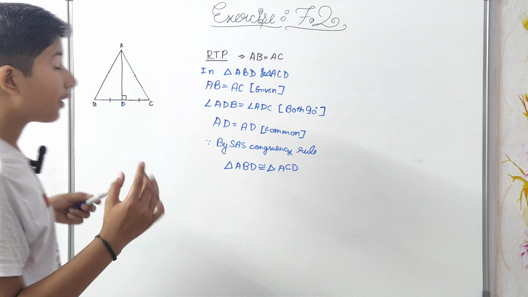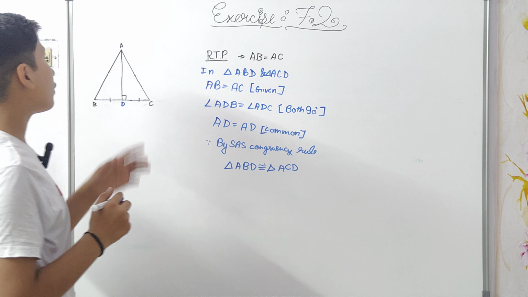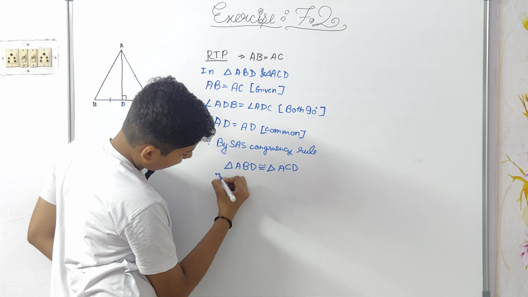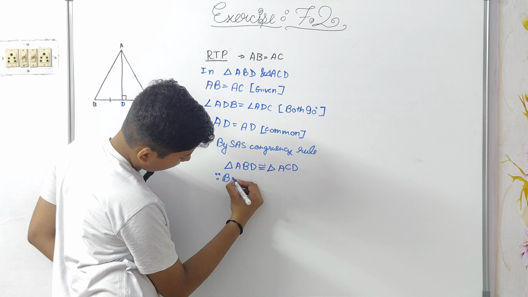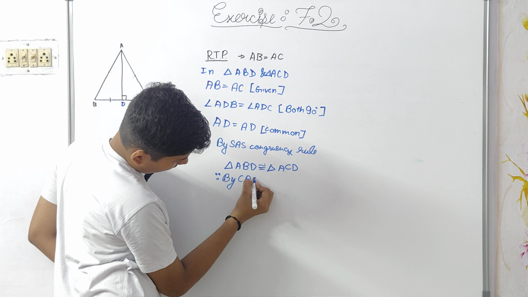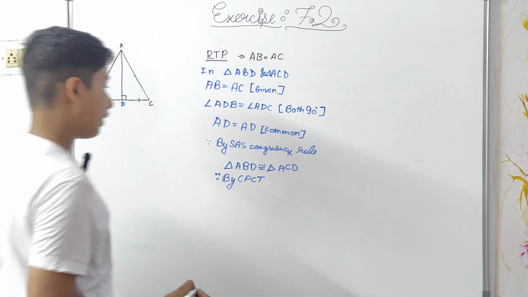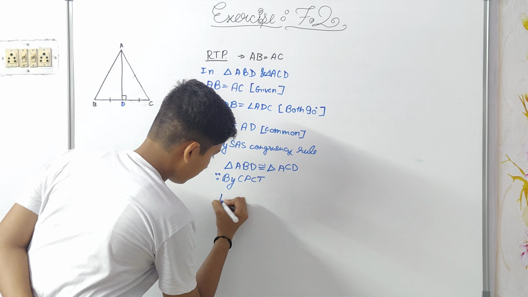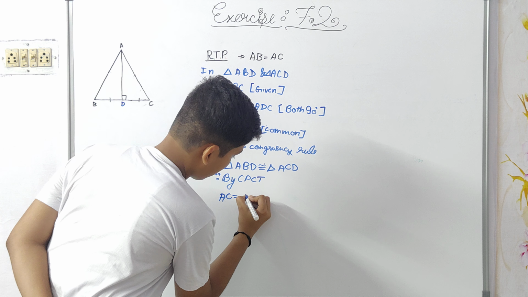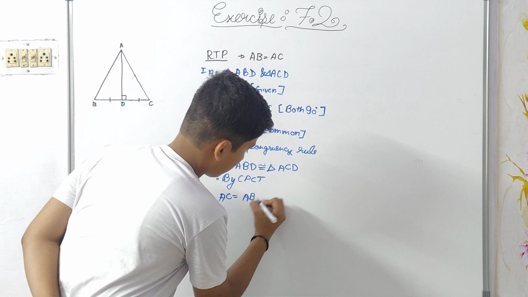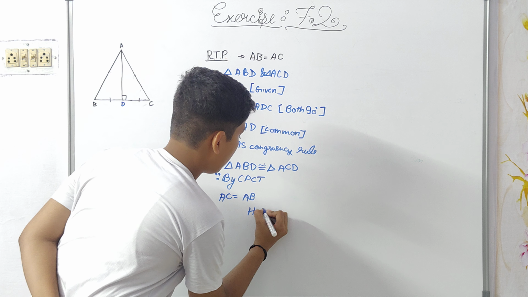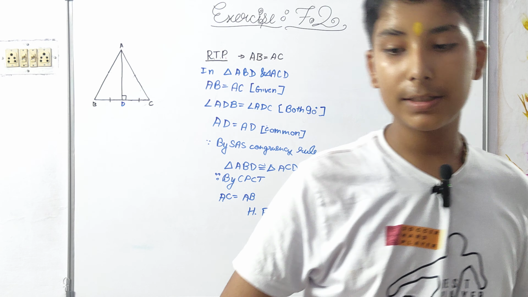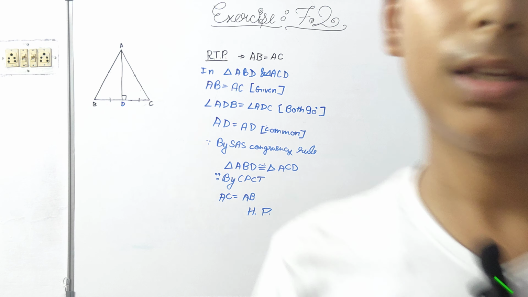Now these two triangles have been made congruent. Now to prove these two equal, we will have to use CPCT. Therefore, by CPCT, AC equals AB. Hence proved. Now we will come to our last and final question, which is question 3.